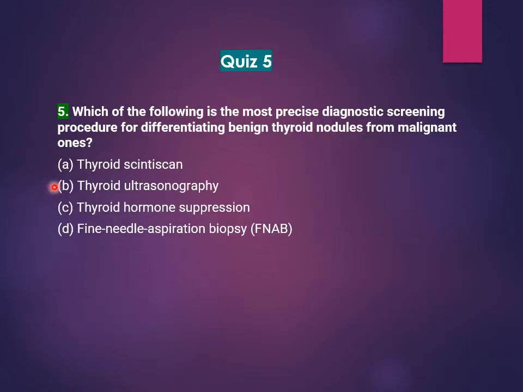Now we come to question 5. Which of the following is the most precise diagnostic screening procedure for differentiating benign thyroid nodules from malignant ones? Answer A, thyroid scan. B, thyroid ultrasonography. C, thyroid hormone suppression. D, fine needle aspiration biopsy. And the right answer is D, fine needle aspiration biopsy, FNAB or FNAC.